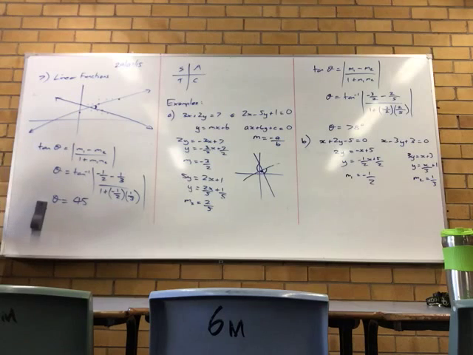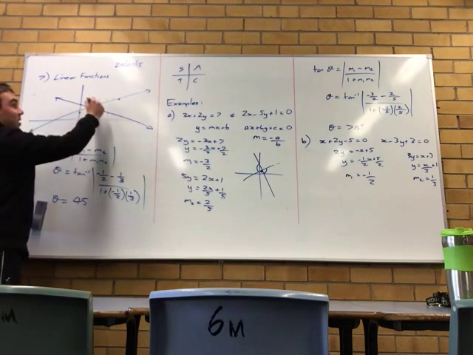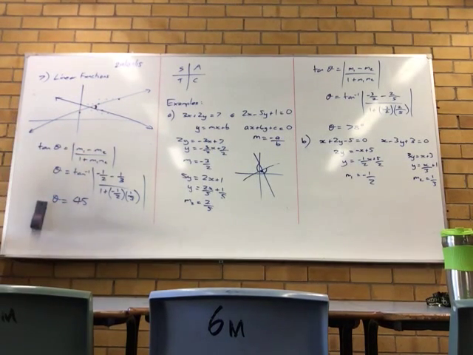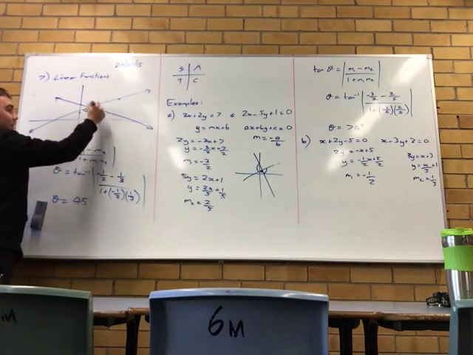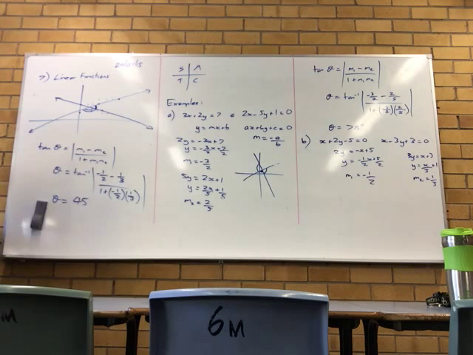Alright, now the point is, this is going to be the acute angle. I want the obtuse angle, so the angle that's greater than 90. So I need that one. How am I going to work that out? 180 take away. Good. Okay. Obtuse angle.